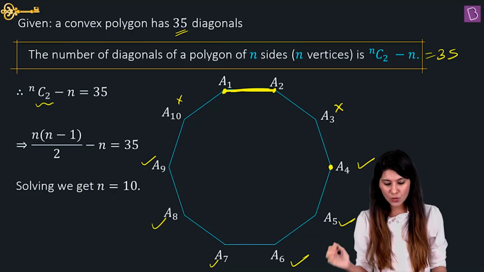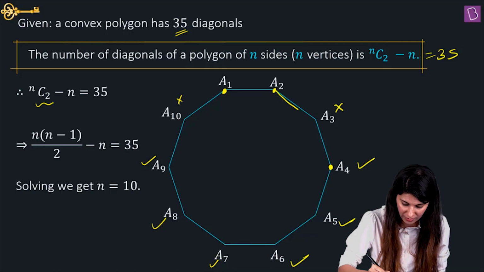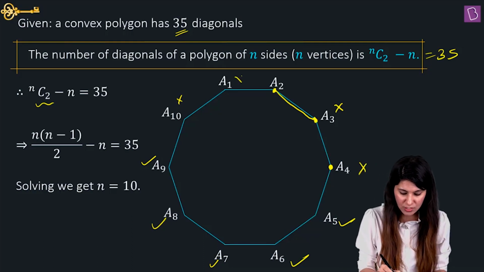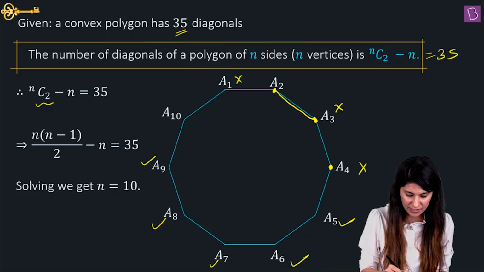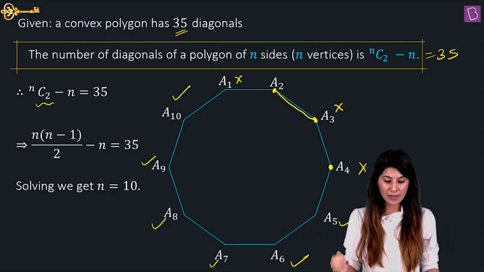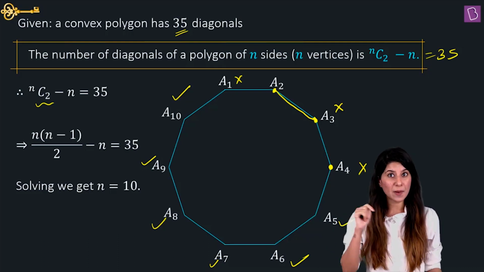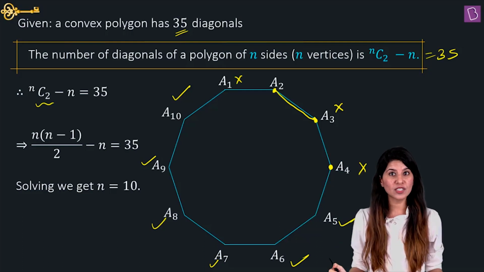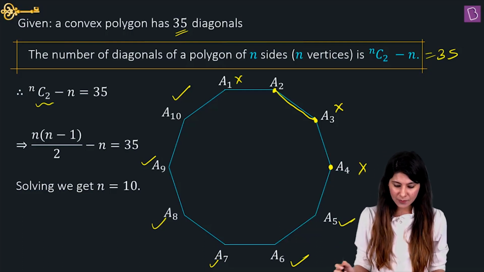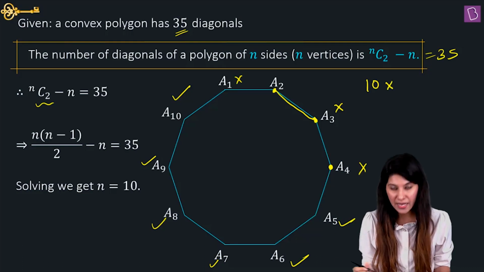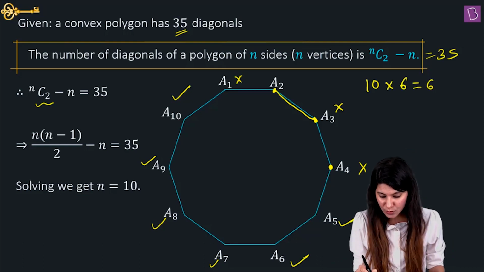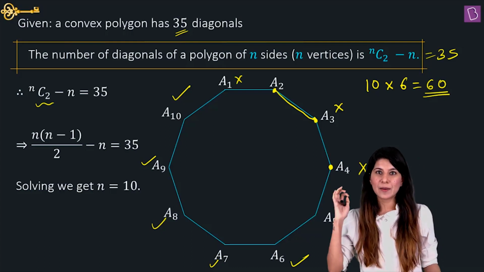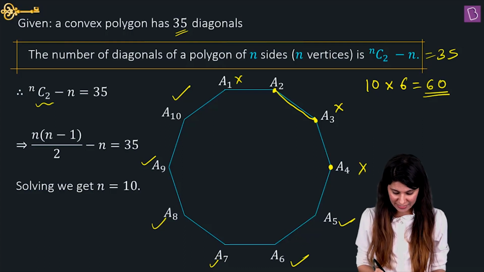Now corresponding to A2, A3. If you select A2, A3 as your common side, then you cannot select A4 this time, you cannot select A1 this time, but you can select the rest, 6. Again, 6 options you have. That means for each and every side, mind it, you have 10 sides, for each and every side, you have 6 options for the third vertex, right? That simply means that 10 multiplied by 6, that is equal to 60 such triangles are possible. 60 such triangles are possible, isn't it? So 60 is your answer.